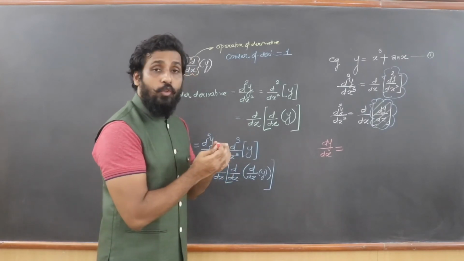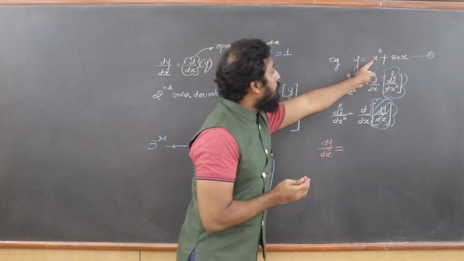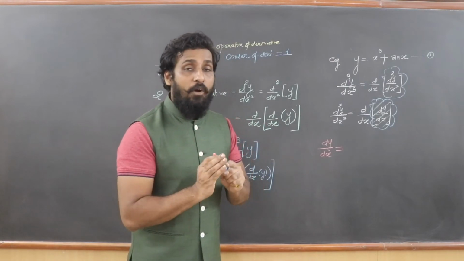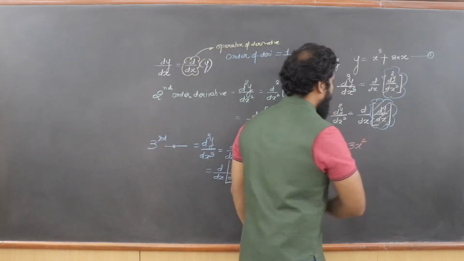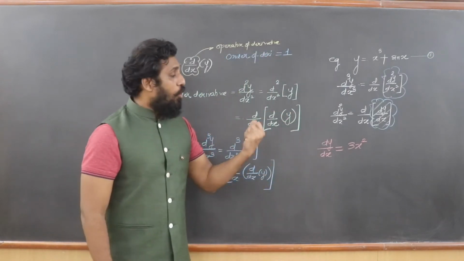So then you can make use of the u plus v rule. So what's the first term? x cube. What is the derivative of x cube? It is going to be 3x square. You all know the formulas very properly. So the derivative of x cube was 3x square.